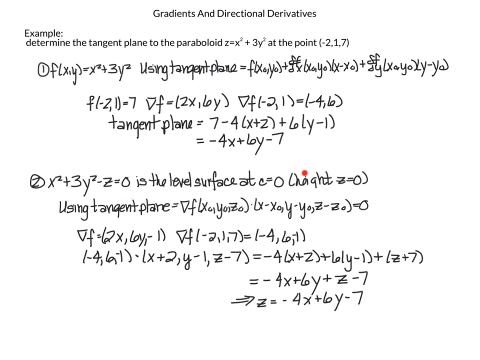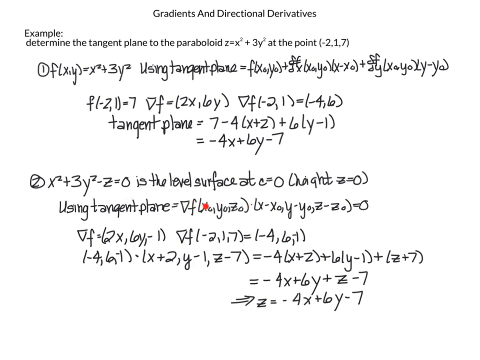The second way we do this is using our tangent plane equation, using the fact that the gradient is perpendicular to the level surface. So first I'm going to take the gradient, which is not quite the same thing, because now this is my function. So it's 2x, 6y, and minus 1. And then the gradient evaluated at -2, 1, 7 is going to give me my negative 4, 6, negative 1.